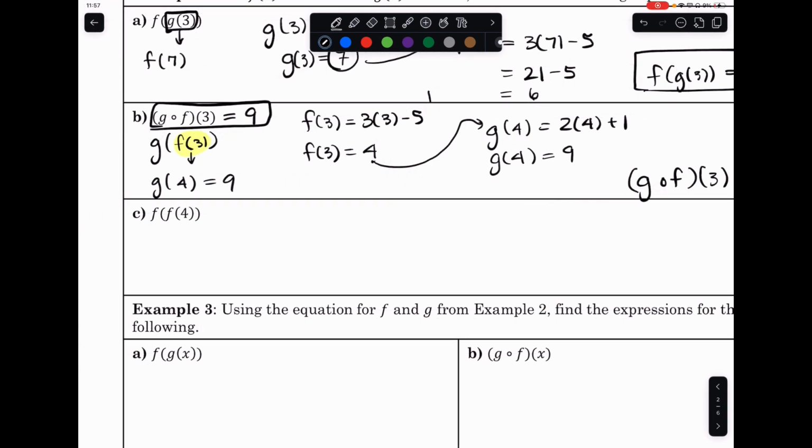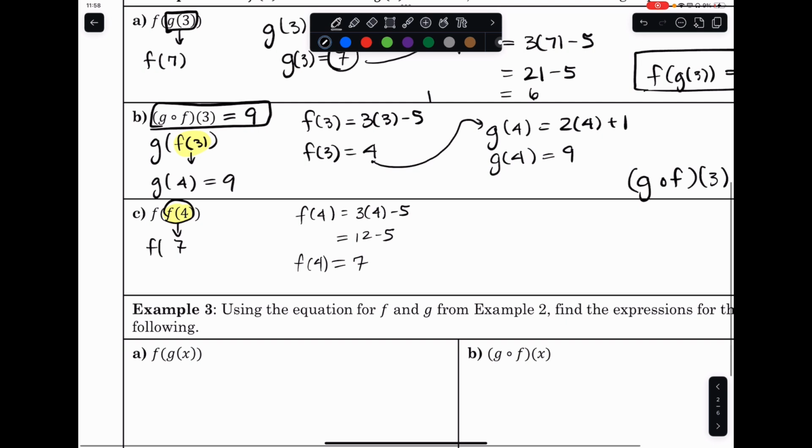Okay, let's now look at example C. So here we have f of f of 4. Again, starting on the inside, we're going to first evaluate f of 4, which, using the same rule as before, is 3 times 4 minus 5. And 12 minus 5 equals 7. So this here equals the value of 7.